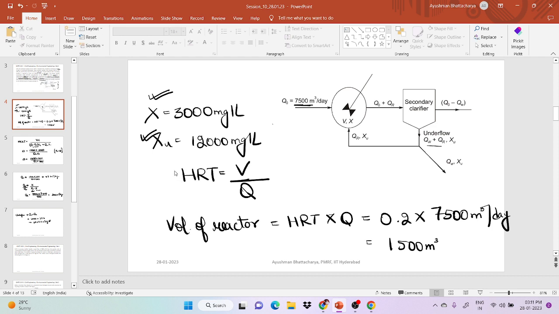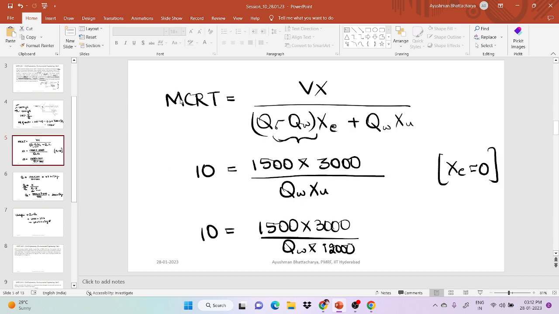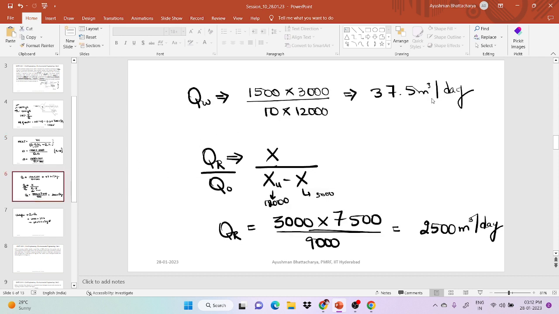Initially, since we know the HRT, which is mentioned in the question as 0.2 days, we calculated the volume of the reactor as 1500 meter cube. Knowing the volume of the reactor, we calculated QW, the wasted amount. MCRT is equal to, we know this expression. MCRT given in the question is 10. So substituting all the values, and since effluent concentration is very small, we consider this amount to be negligible. Then we calculated QW. So QW came out to be 37.5 meter cube per day.